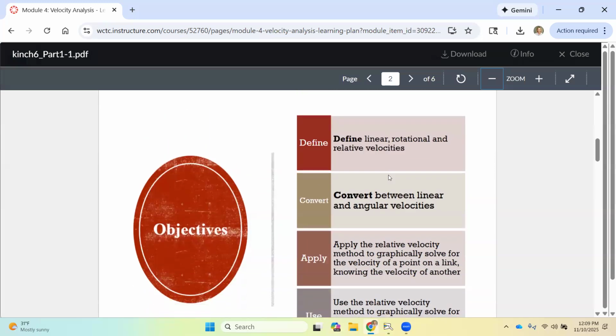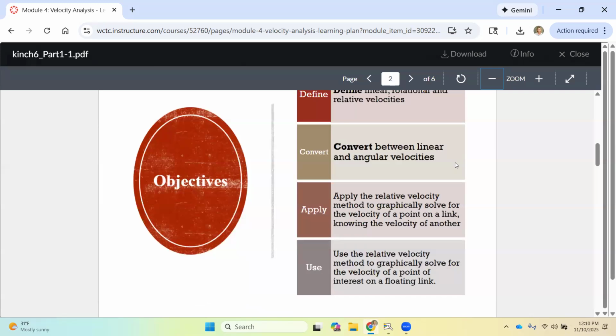So our objectives here in Chapter 6 or in our velocity analysis module here are, first of all, we're going to define linear, rotational, and relative velocities. Okay, so understanding what those are, and then ultimately we're going to be applying them to different situations. So understanding when we use linear, rotational, and then also when we use relatives. Then we're also going to be converting between linear and angular velocities, kind of understanding how they're related to one another and then getting what we need for each one.